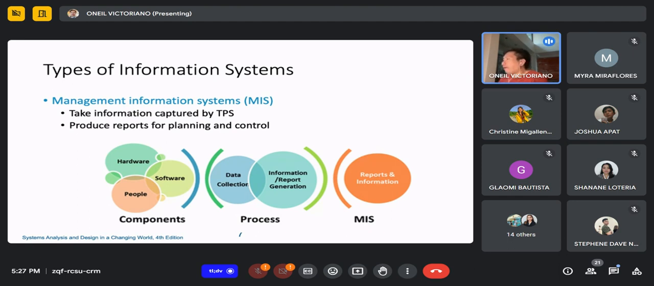So for example, we have particular components and different processes for data collection and report generation. The MIS would create reports. So, sabi nga nila, the MIS is basically getting data or information and insights from TPS. So they say that the TPS should have a good process for validity of data, to be able to capture good information or good reports for MIS, for management information systems.